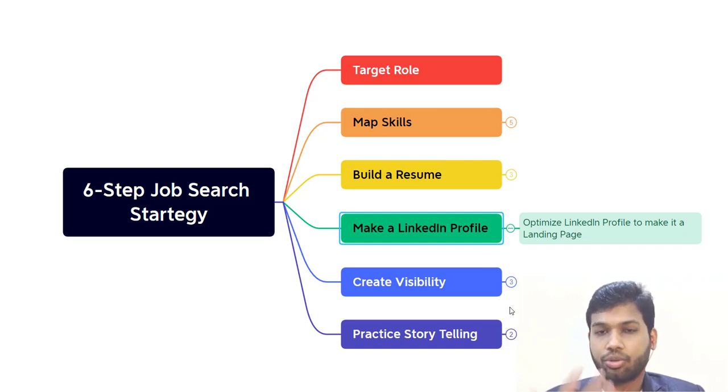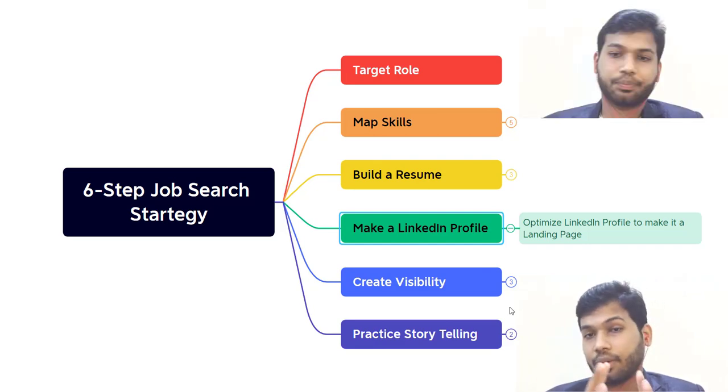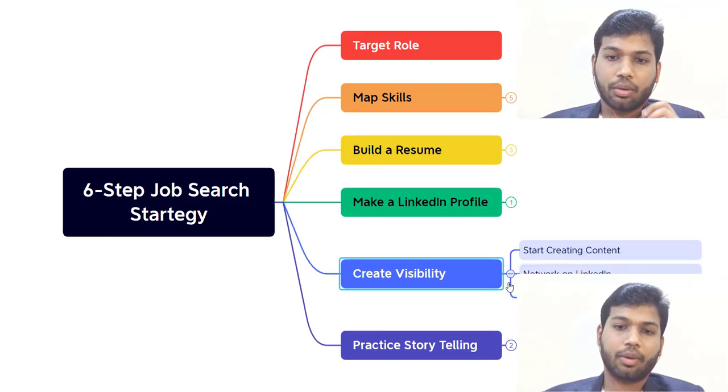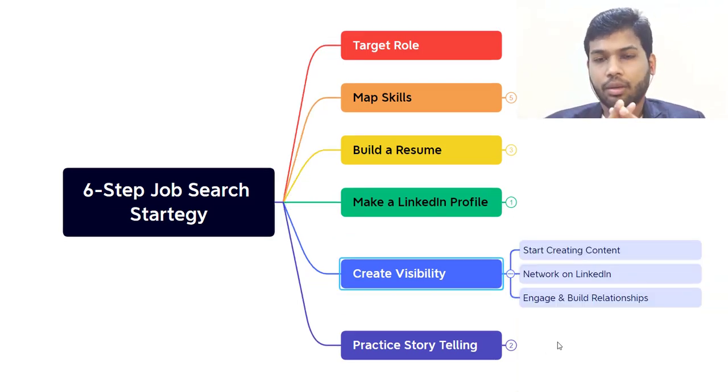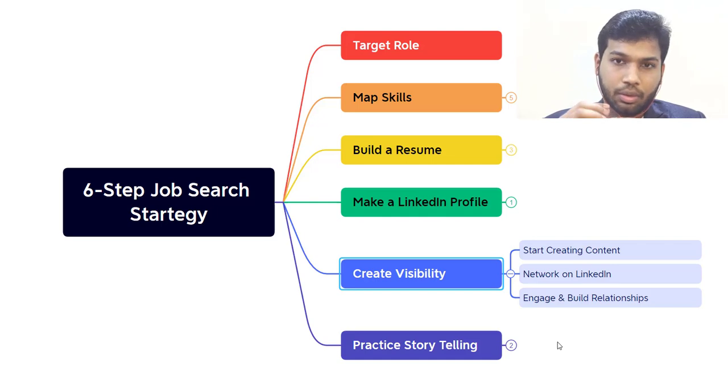Ask your friends to endorse you for specific skills or give reviews when you have worked with them. It will really help you to improve your profile. So the fifth step to make a long lasting impression and search opportunities is creating visibility. So you have skills for your target role, you have a good resume and a good LinkedIn profile. So now you have to make yourself visible to the opportunities out there in the market.